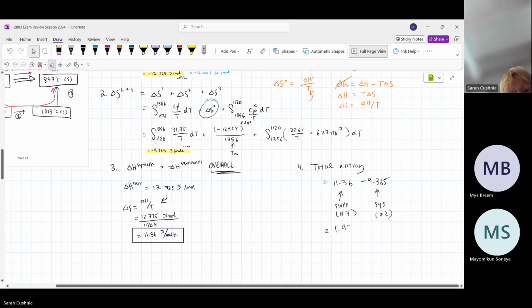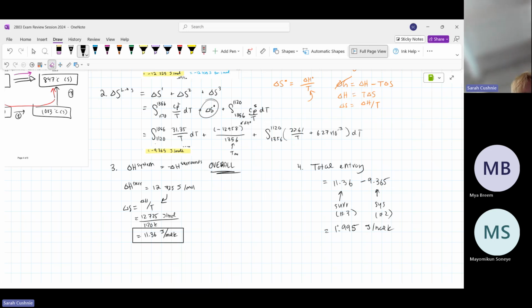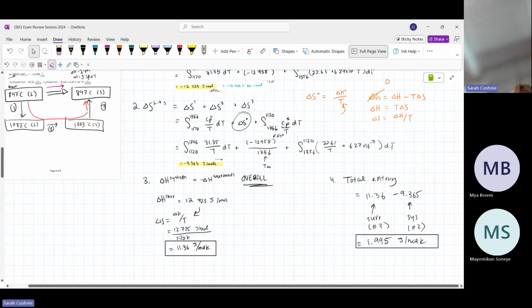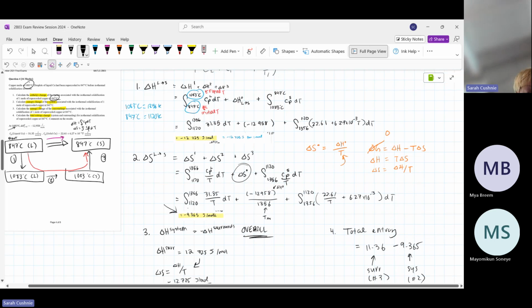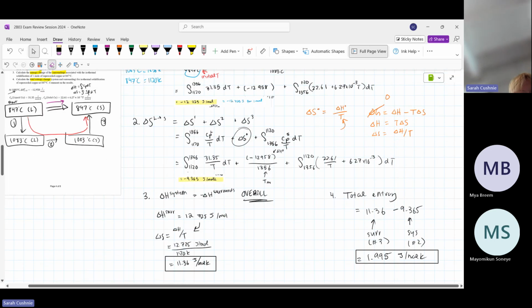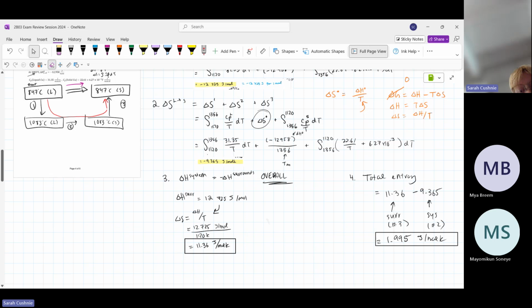1.995. And this just goes to show that once again, as I mentioned, this is a positive value because entropy is always increasing in the system or in the overall world. So even if our actual reaction was decreasing entropy, when you account for the surroundings, then it's always increasing. And that is this question.